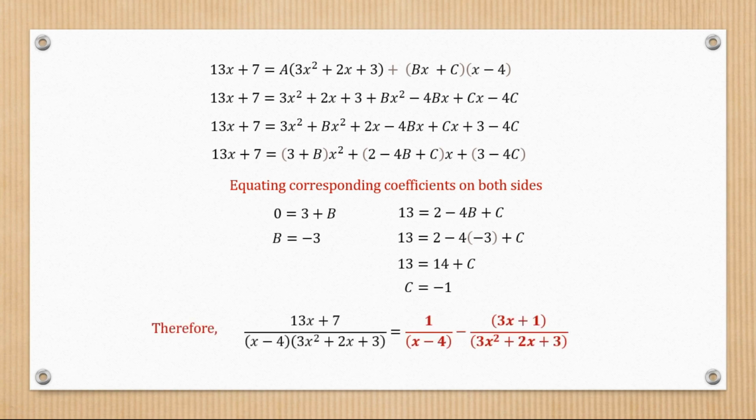So therefore we have 1 over x minus 1, minus 3x plus 1 over 3x squared plus 2x plus 3. And this is how we express it in partial fractions.